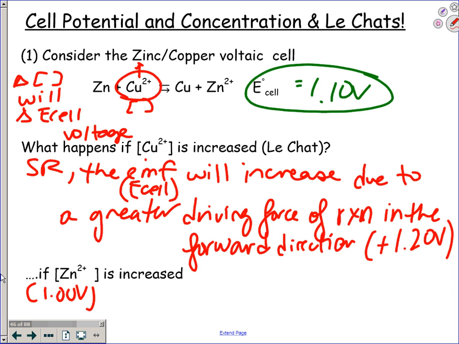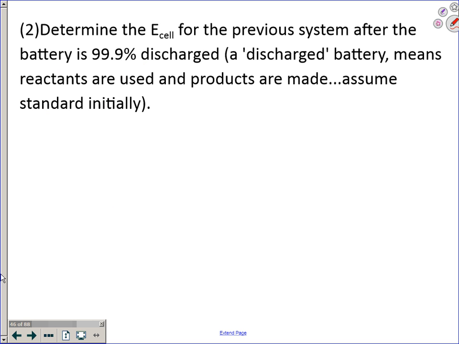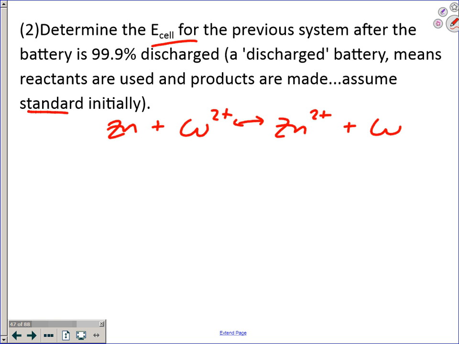Previous system. Write down this equation for yourself. So we're going to set up a BDA table. Zinc plus copper 2 plus equilibrates to zinc 2 plus and copper. Okay? Determine the E cell. Notice there's no naught, so immediately you know you have to use what? The Nernst equation. For the previous system, after 99.9% of the battery is discharged, meaning the reactants have reacted 99.9%. So assuming that our standard conditions initially apply.